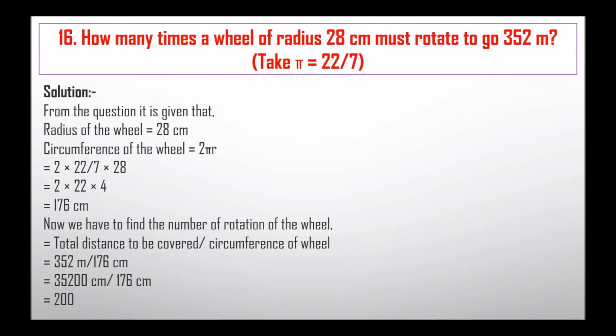Now we have to find the number of rotations of the wheel. The total distance to be covered upon circumference of wheel. So 352 meter upon 176 centimeter. So that is 35,200 centimeter upon 176 centimeter. That is 200 times the number of rotations of the wheel.